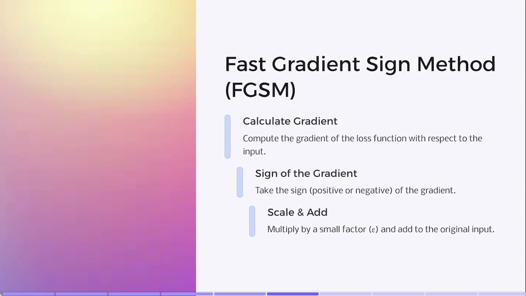For example, if epsilon is small, the changes are so minimal that humans won't detect them. Yet the model's prediction can flip from cat to dog, and that's the power of FGSM.